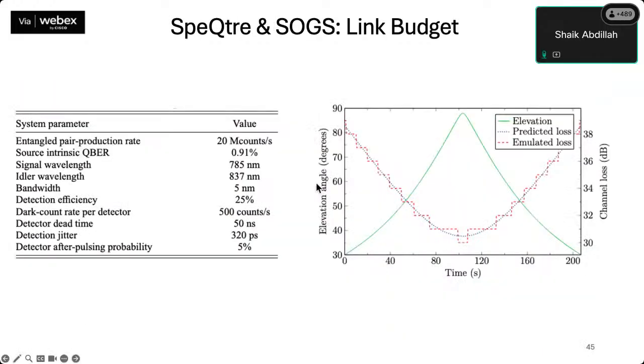Okay, so our link budget is as such. We have 20 megacounts per second entangled pair production rate with a signal wavelength of 780. This value was from a previous version where we wanted to use 785, but we have since changed it. So 780 nanometer signal wavelength and an 837 nanometer idler wavelength.